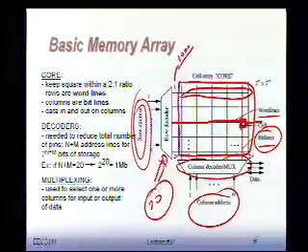Is it flash, DRAM, SRAM? They all are built around the same concept. Row decoders, column decoders, core array, word lines, bit lines. Okay? They're common.